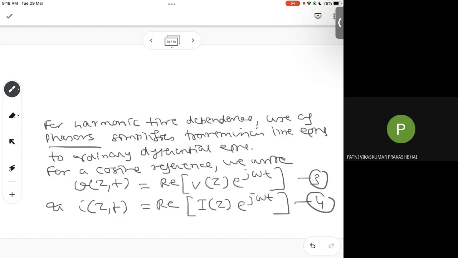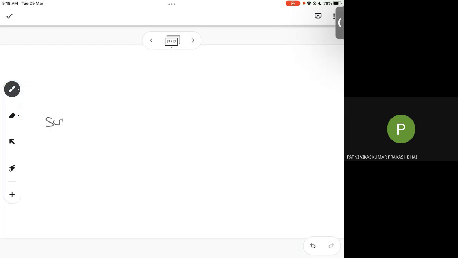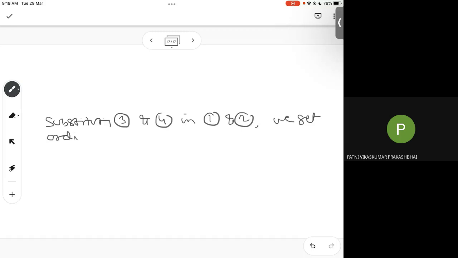So if I substitute 3 and 4 in 1 and 2, so substituting 3 and 4 in 1 and 2, we get ordinary differential equations. So that is the beauty of this concept, which you must have learned. And you can look into Google, or any calculus book or something like that.